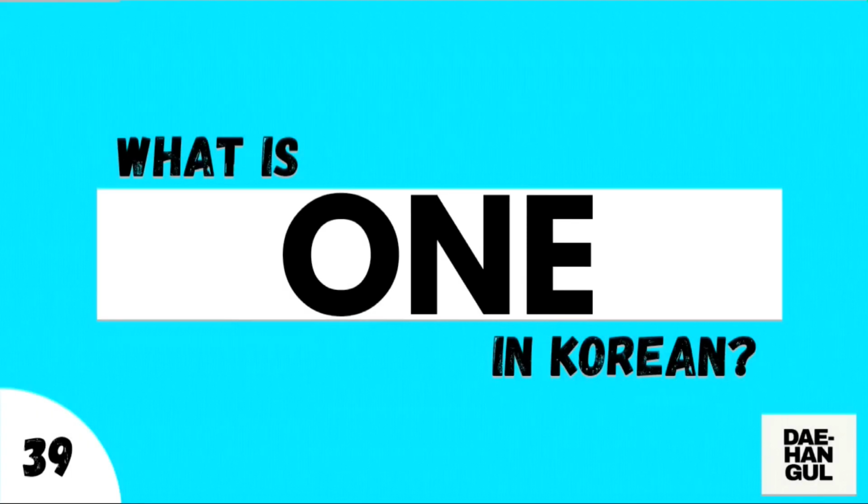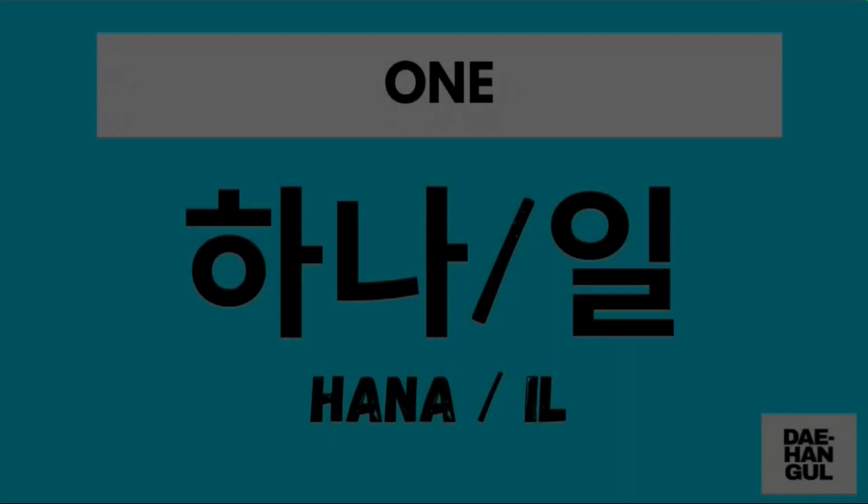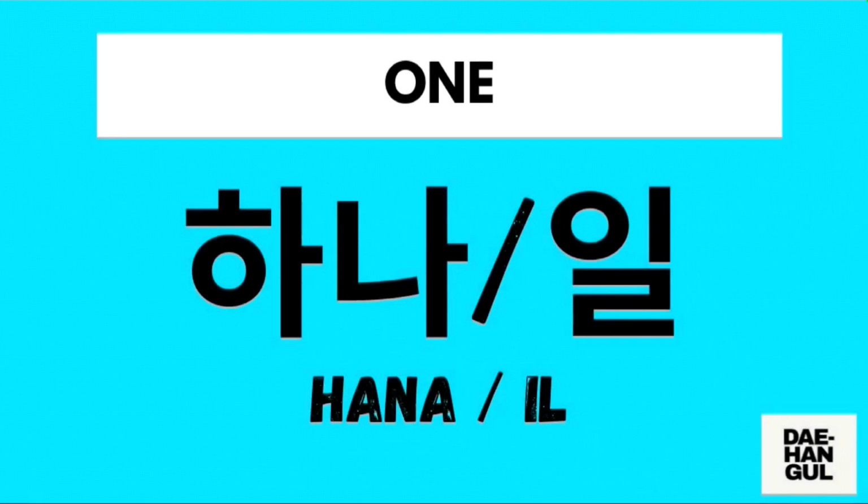What is one in Korean? There are 2 ways of counting in Korean, and one could be hana or il. Again, number 1 could be hana or il in Korean. Hana is the native Korean number 1, and il is the Sino-Korean number 1.